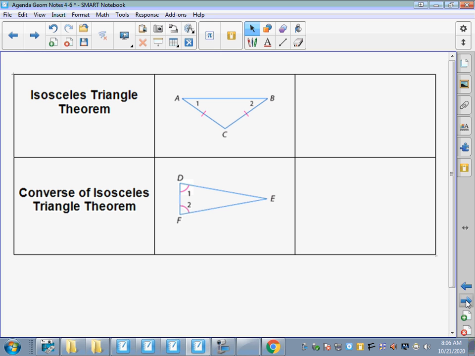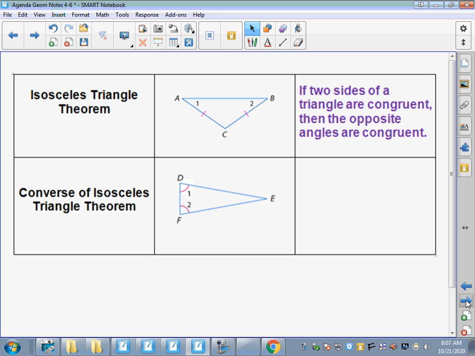So let's talk about a couple things. There's an isosceles triangle theorem and then the converse. Basically, converse means backwards. We're doing it one way and then the other. We do this a lot in geometry. So this one says, if two sides of a triangle are congruent, then the opposite angles are congruent.